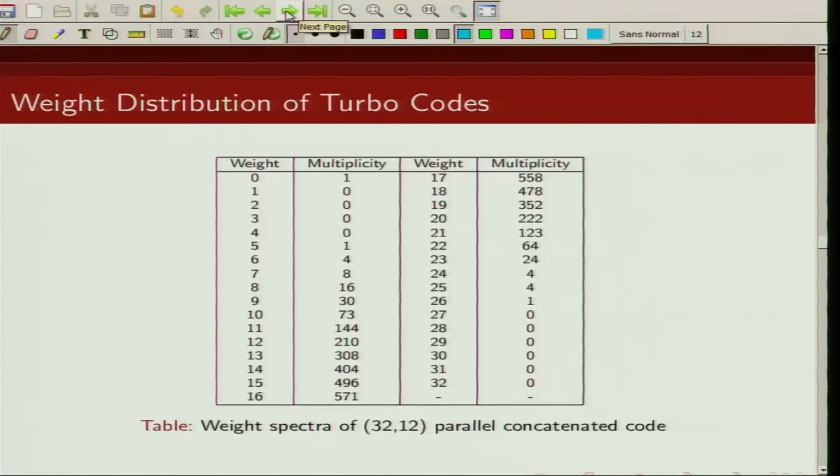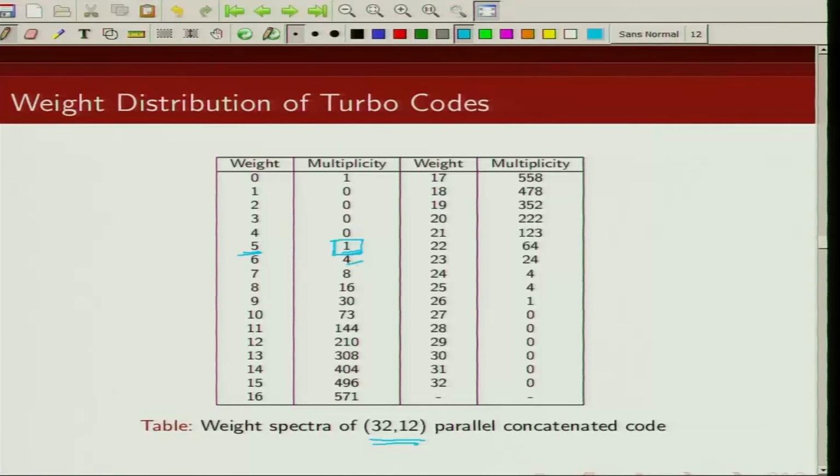Now look at the weight distribution of this 32-12 parallel concatenated code which we just talked about. Note, in the case of the convolutional code, the minimum d_free was 6, but here we see there is a code word of weight 5. However, the point to be noted is this.